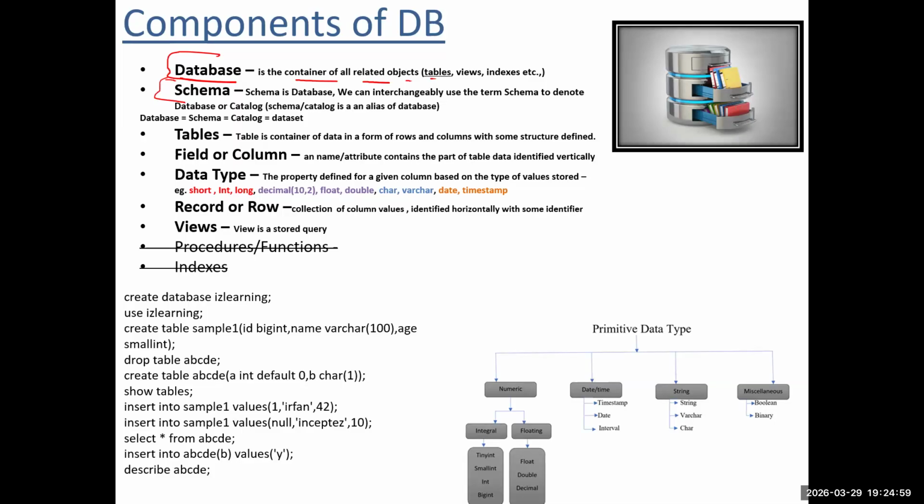So a record or row means a collection of column values identified horizontally with some identifier, right? Like column names. Every record has one to multiple columns, right? How will you identify them? With the column names.